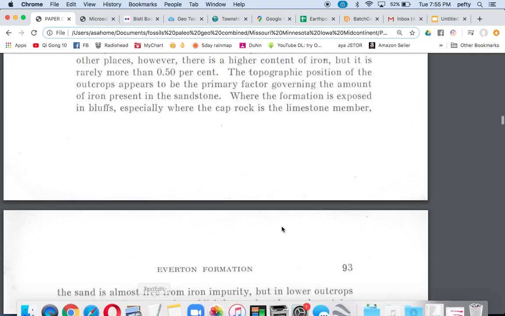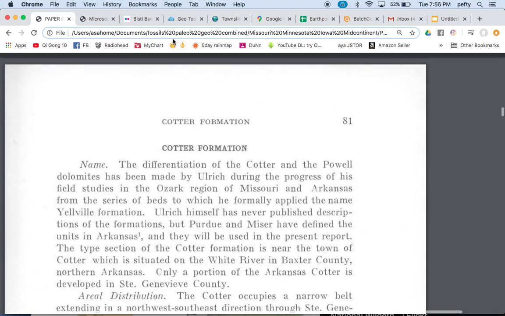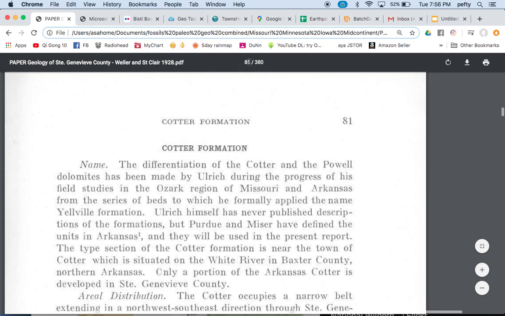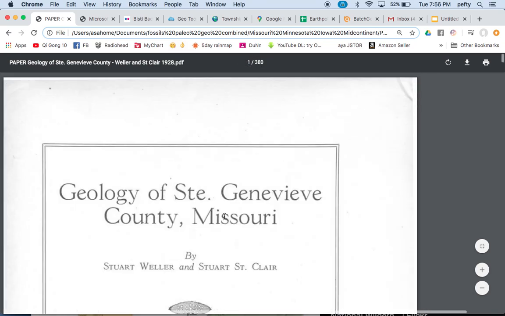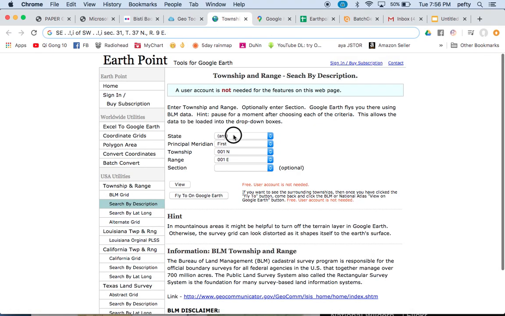I forget. I think we were in Missouri, right? And we have to know that because the baselines are different in every state. Yes, we're in Missouri. So going back here. What state? Missouri. There is only one principal meridian in Missouri, so I don't have to worry about knowing which one is which.